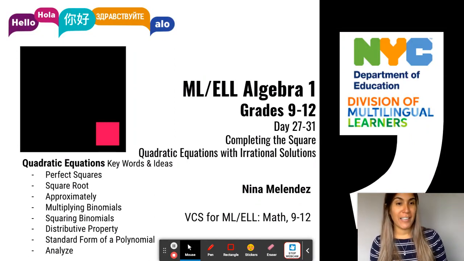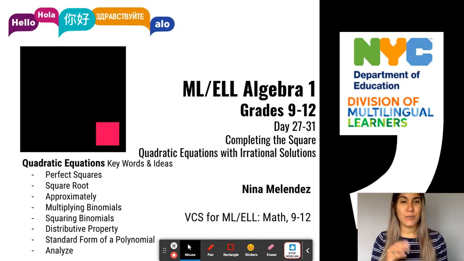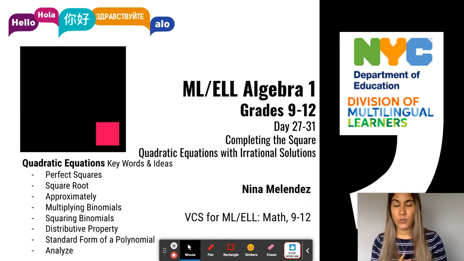We're going to be looking at our Algebra 1 lesson, days 27 to 31, but this is going to focus on resources for day 27 and day 29. These lessons focus on completing the square and quadratic equations with irrational solutions. So the key words and concepts for these lessons are going to be perfect square, square root, approximately, multiplying binomials, squaring binomials, using the distributive property, and writing our polynomials in standard form.